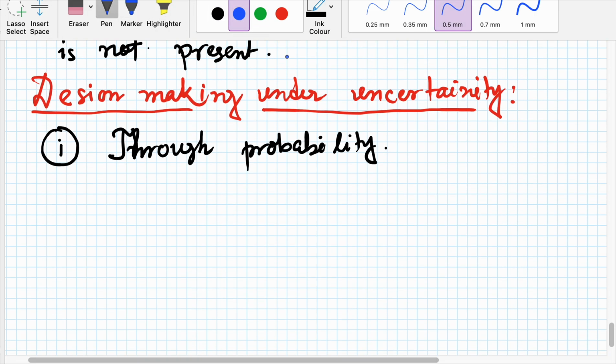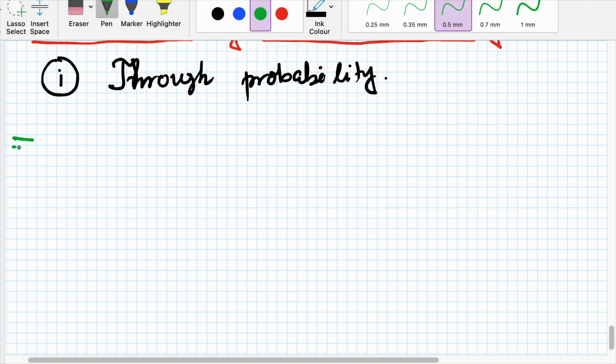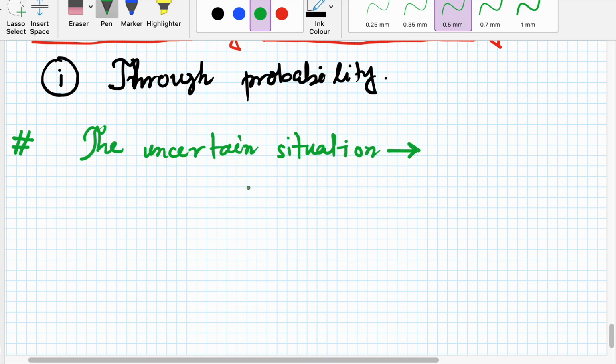So decision making under uncertainty actually boils down, formally, to a lottery.